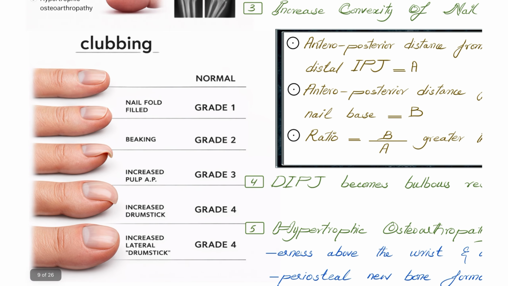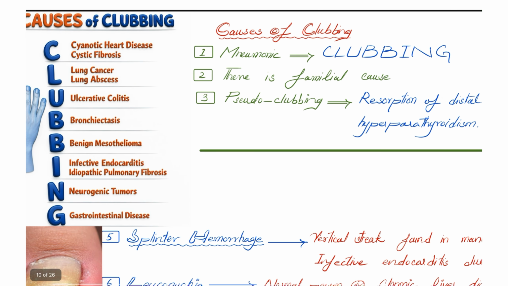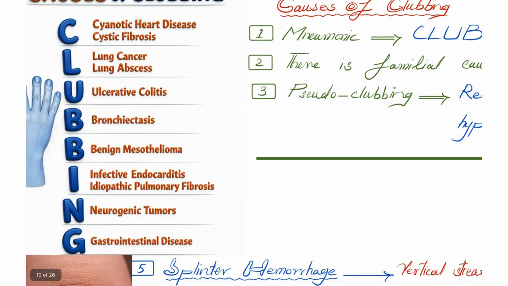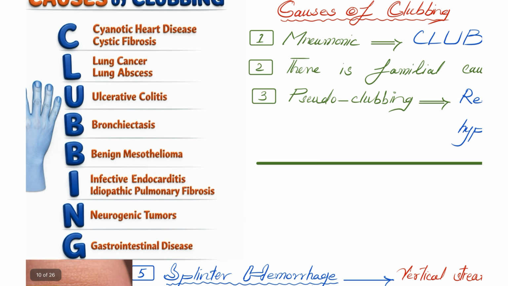Now, causes of clubbing. We use the mnemonic CLUBBING for causes of clubbing. C stands for cyanotic heart disease or cystic fibrosis. L stands for lung cancer and abscess. U stands for ulcerative colitis. B stands for bronchiectasis of lungs. And the other B stands for benign mesothelioma of the lungs.